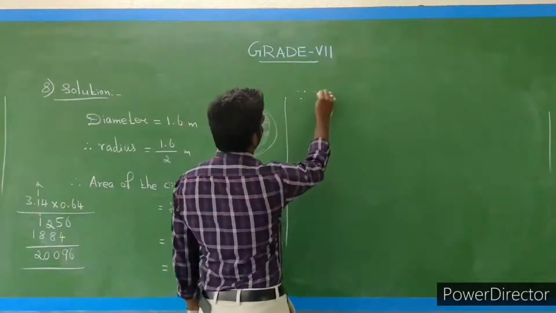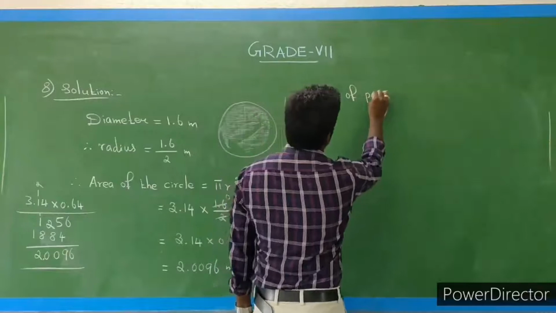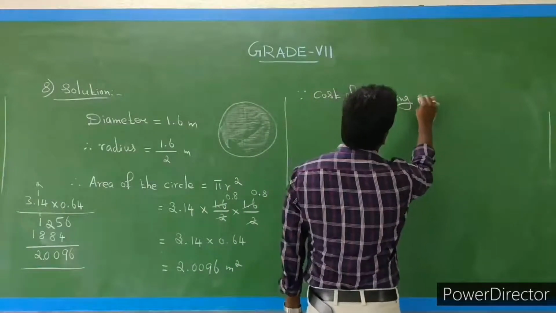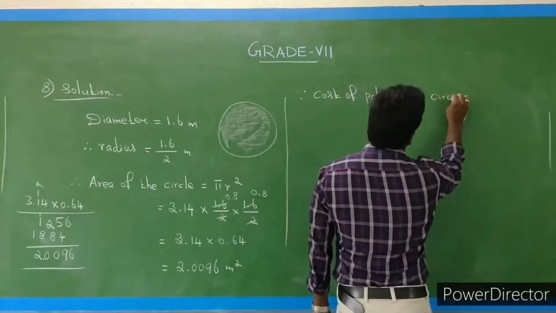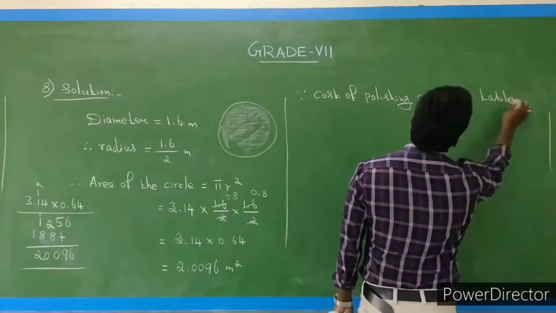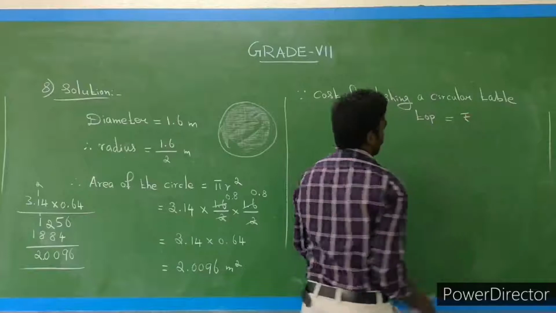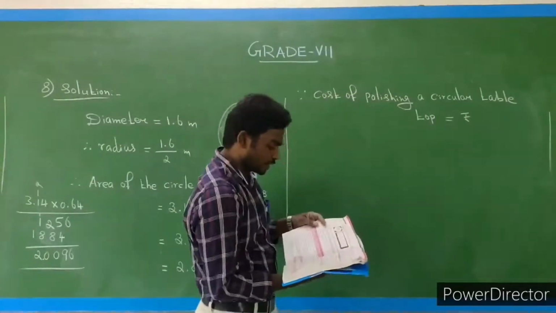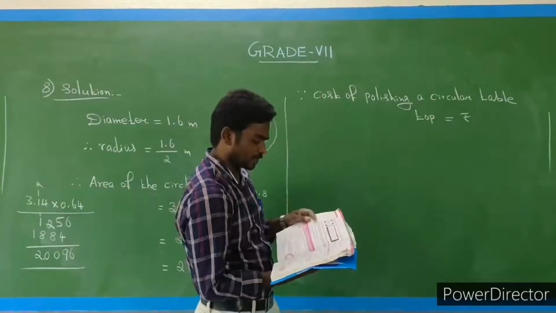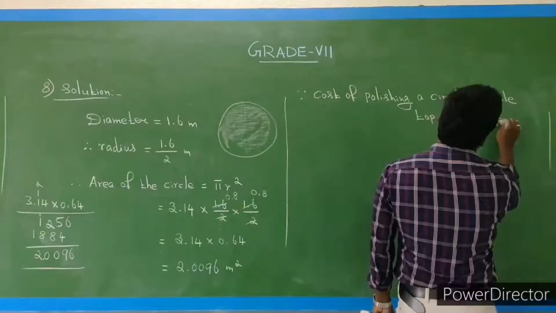Since the cost of polishing a circular tabletop is equal to rupees, what is the cost of polishing given? The cost of polishing a circular tabletop is rupees 15 per meter square.